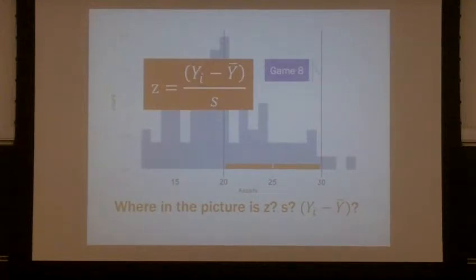So, this formula is correct, by the way. So where in the picture do you see Z? Where is the Z? Who can point out what part of the picture would connect to Z? There's the formula for Z. We all went over that. Where's that in the picture?